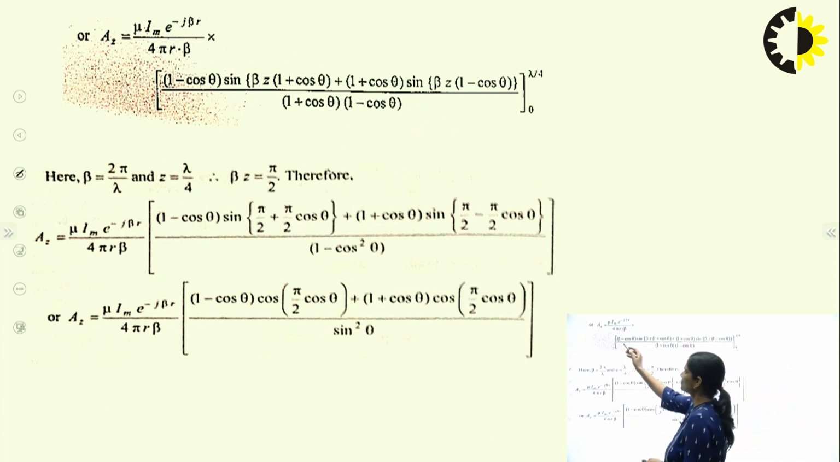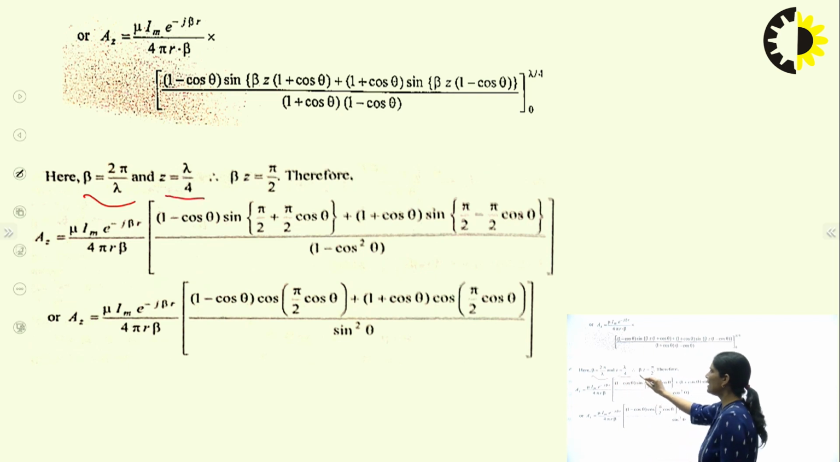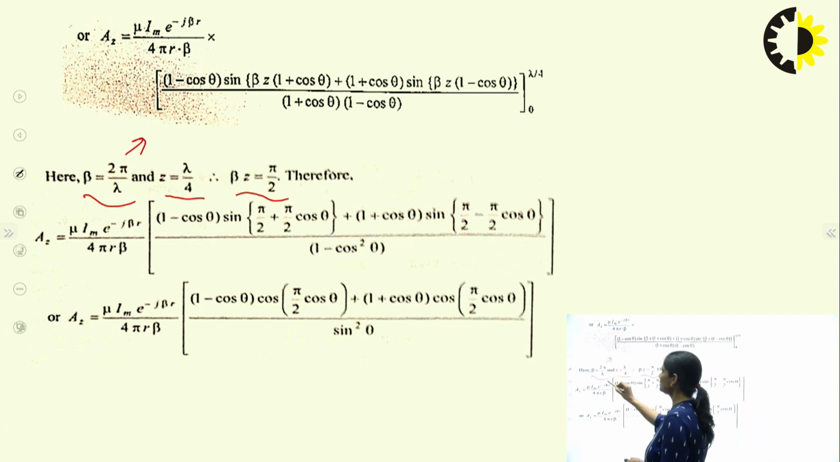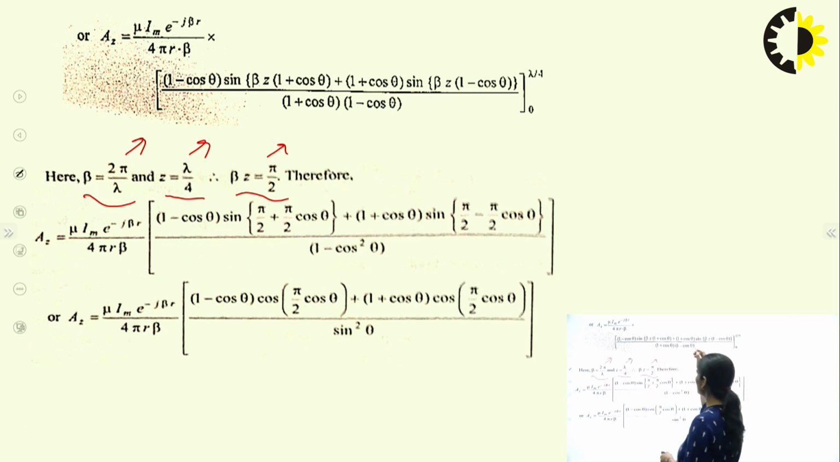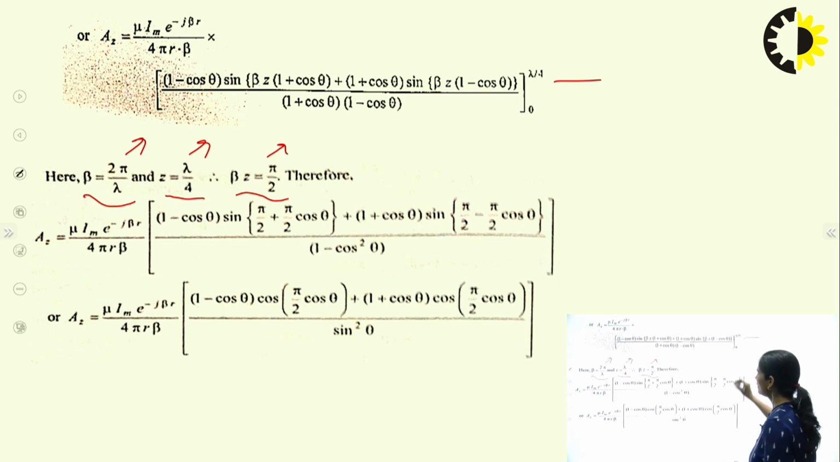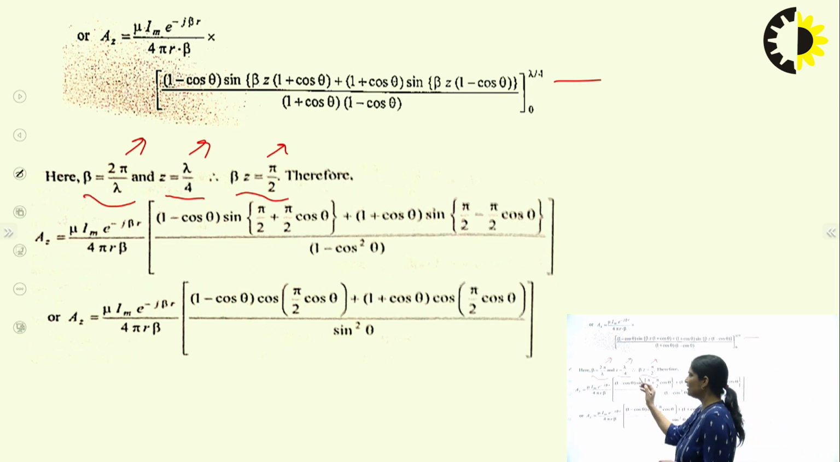So you will get this equation when you evaluate the integration sign. Here beta is equal to 2 pi by lambda, z is equal to lambda by 4, and beta z is equal to pi by 2. This is your phase shift, this is the length of the antenna, and this is beta z equal to pi by 2. You have to consider these terms and put them in this equation, and you will get the equation in this form.